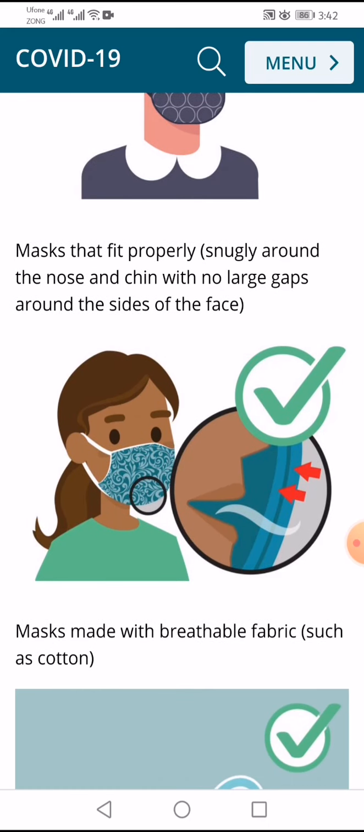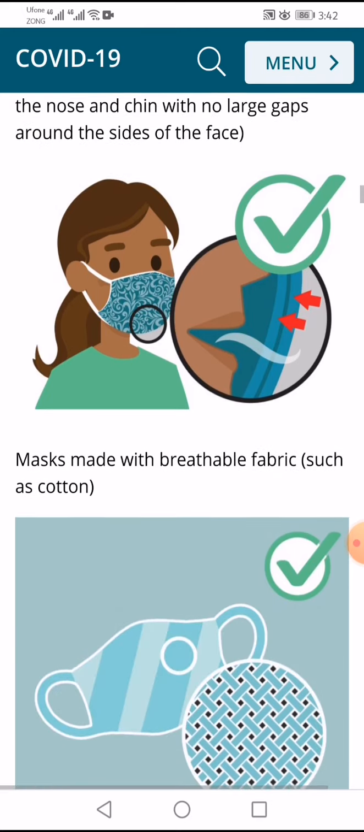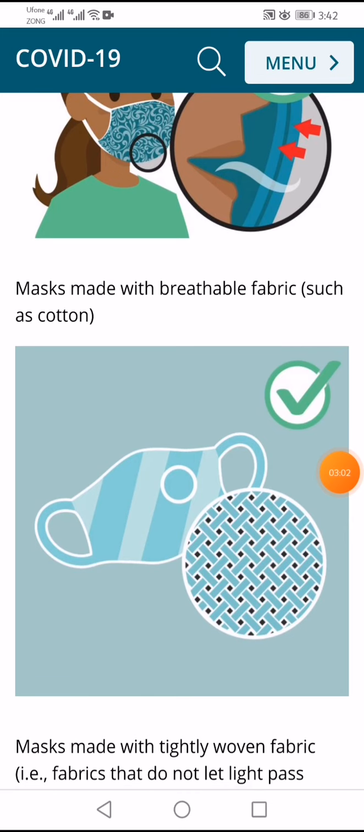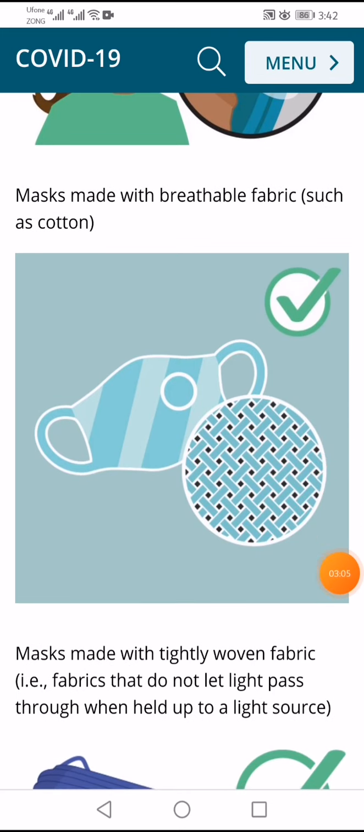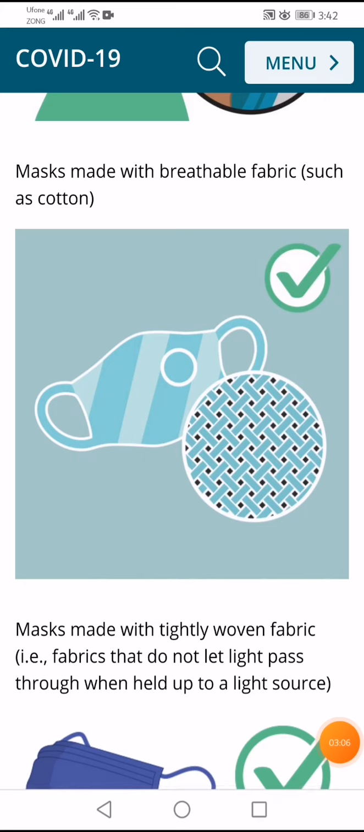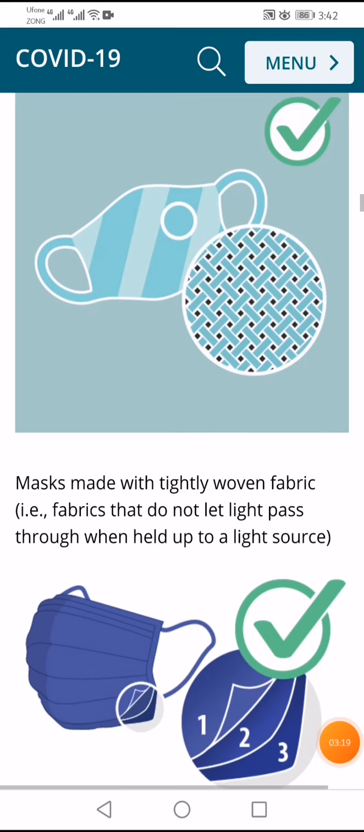Then there are masks which have breathable fiber. They are colorful in nature, but they are tightly wrapped around your skin. So these are advisable masks. Then there are a few masks made of materials like cotton, or masks with small minute holes, which can make breathing easier and are easy to use.